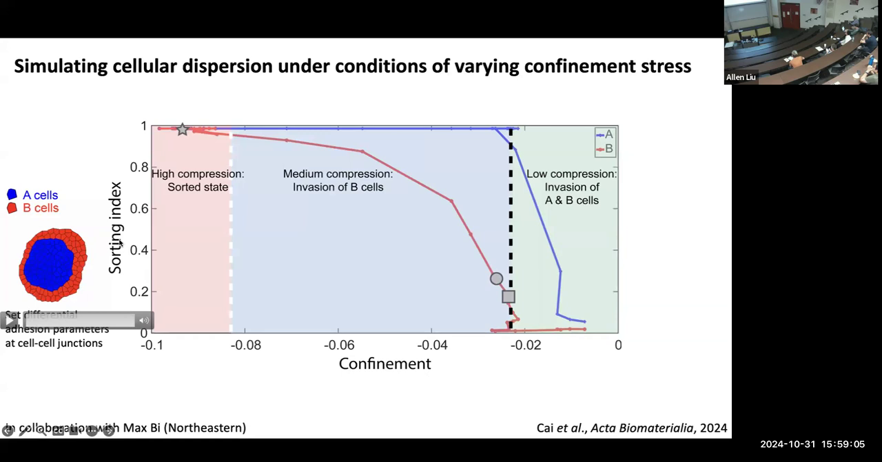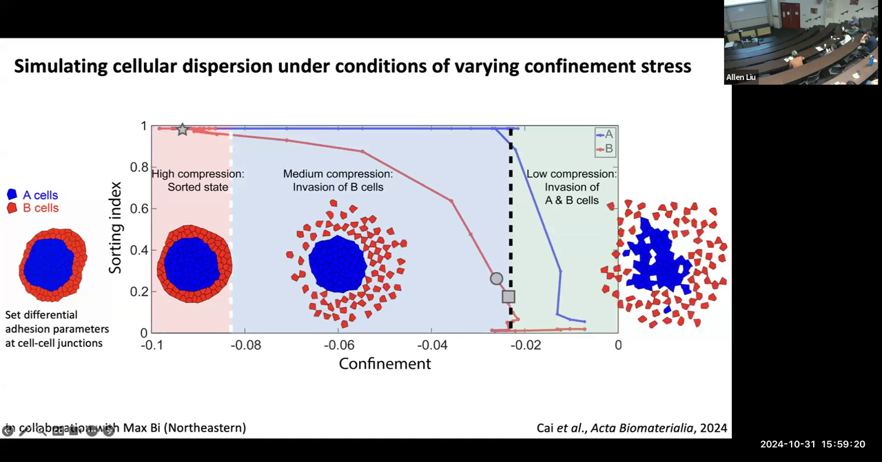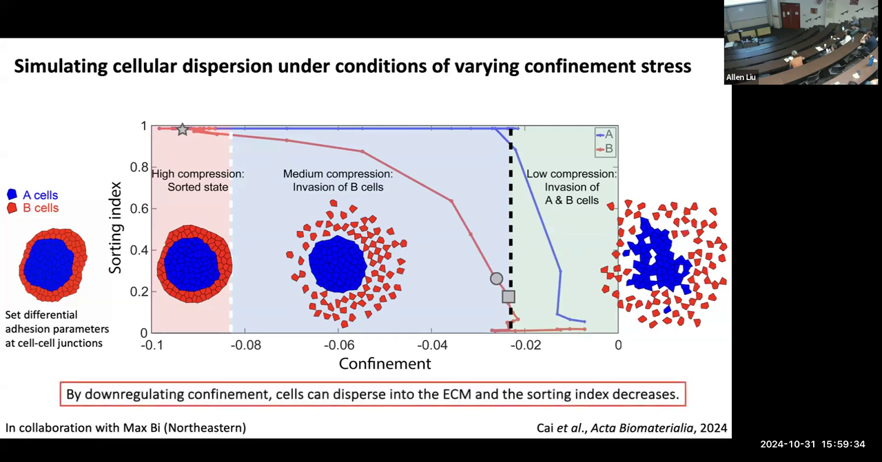This is not surprising. But they were also able to model the confinement stress and show that, let me just bring this up, when you have a high compression, it would basically have a sorted state. When you have medium compression, you sort of have cell escape. And in the case of reducing the compression, the cells can disperse out of the sorted spheroids. So again, similar to what we find. It's not surprising because we have essentially reduced the external pressure, and now the cells are able to escape. So by downregulating this confinement, we find that the cells can actually disperse into the extracellular matrix, and only under sorted conditions.